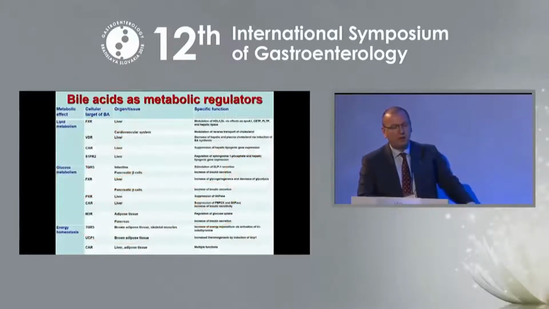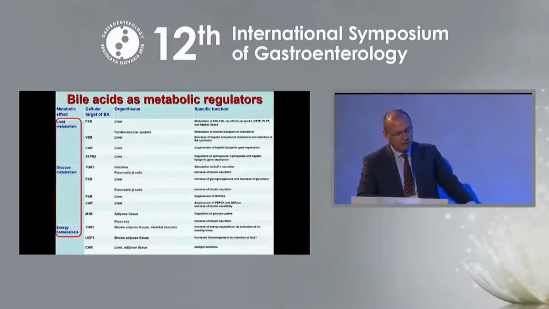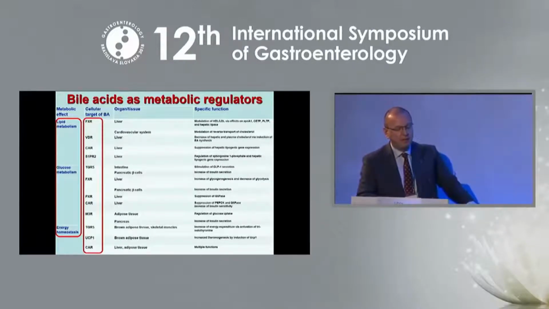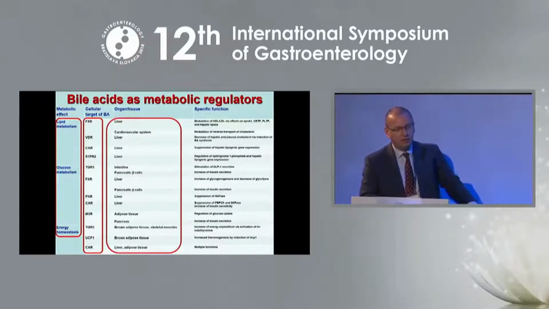So how can bile acids act as metabolic regulators? They can really affect the metabolism of lipids and glucose, and by this regulate energy homeostasis. You may see all these receptors. Again, I want to emphasize that by knowing that bile acids act via these receptors, they act really as hormones, as endocrine molecules. And here again, you can see many target tissues and target organs which are influenced by bile acids.